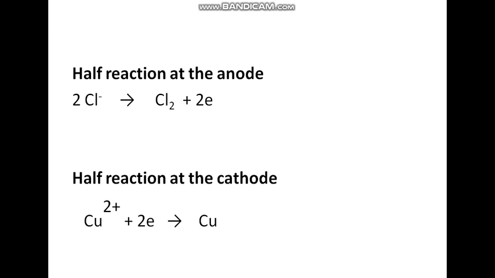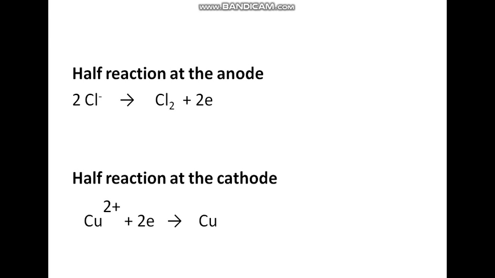Hence, copper 2 ion is readily reduced and is discharged as copper element by gaining electron. The half reaction at the cathode: 1 mole of copper ion gaining 2 moles of electron to give 1 mole of copper element. How do we write the overall reaction at the electrode? Overall reaction is the combination of half reaction at the anode and half reaction at the cathode, and the equal number of electrons, that is 2 moles of electron, is cancelled out.